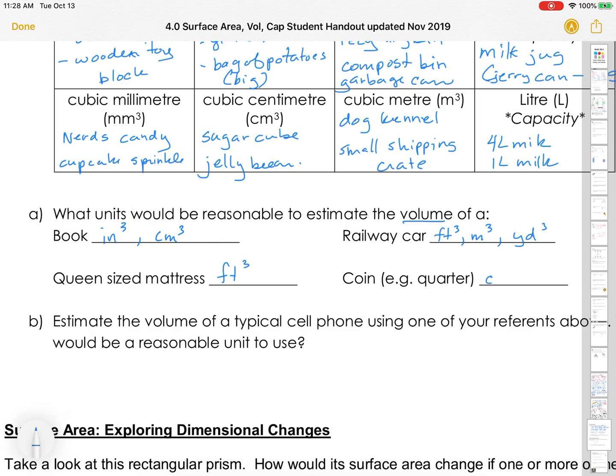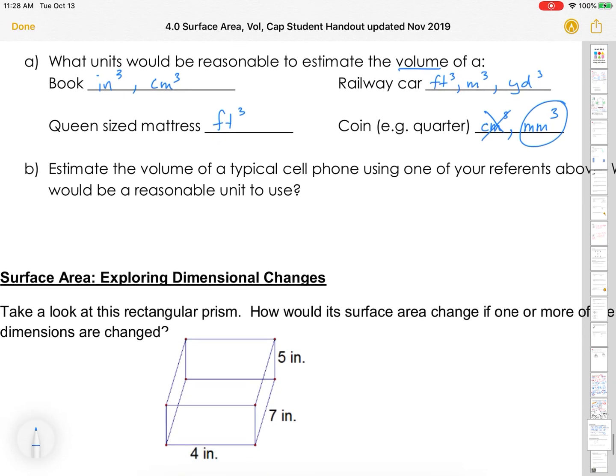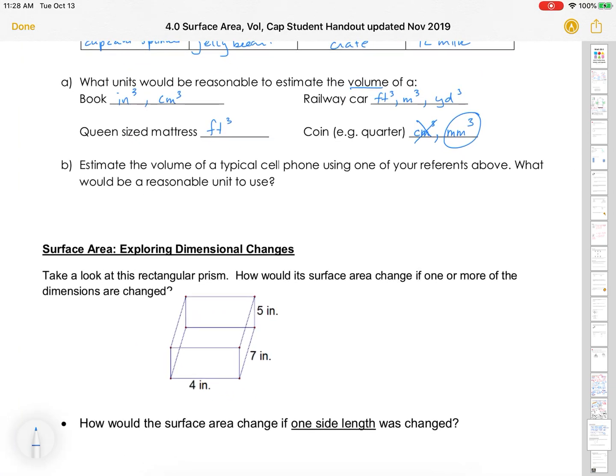Coin, like a quarter. Well, a quarter or a loonie might be centimeters cubed, but I don't know. I think you're more likely to use millimeters cubed for that, because it's pretty thin and we're talking volume. If you're doing surface area, you could do centimeter squared, but I think you would use millimeter cubed for that one.